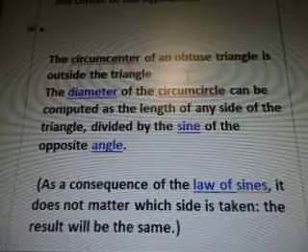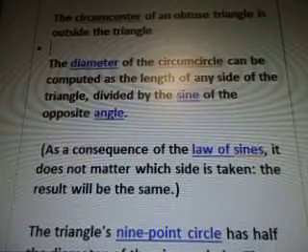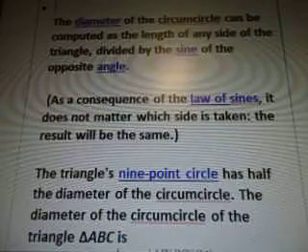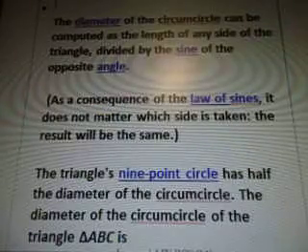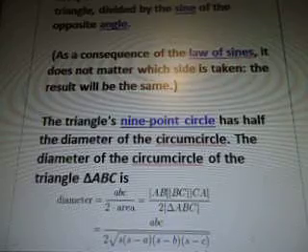The diameter of the circumcircle can be computed as the length of any side of the triangle divided by the sine of the opposite angle. As a consequence of the law of sines, it does not matter which side is taken, the result will be the same. The triangle's 9-point circle has half the diameter of the circumcircle.